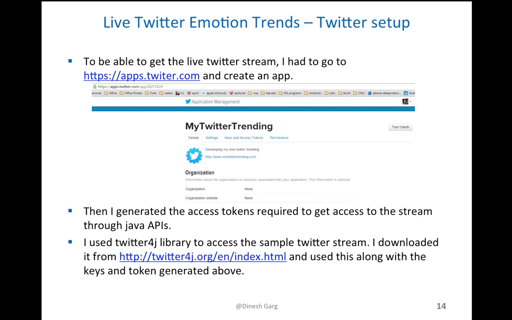So to be able to read the Twitter stream, what you really need to do is go to apps.twitter.com and create an app there. And once you create the app, you need to go to the keys and access tokens, as you can see in this diagram, and generate those keys and tokens, which we'll be using later on in our code.